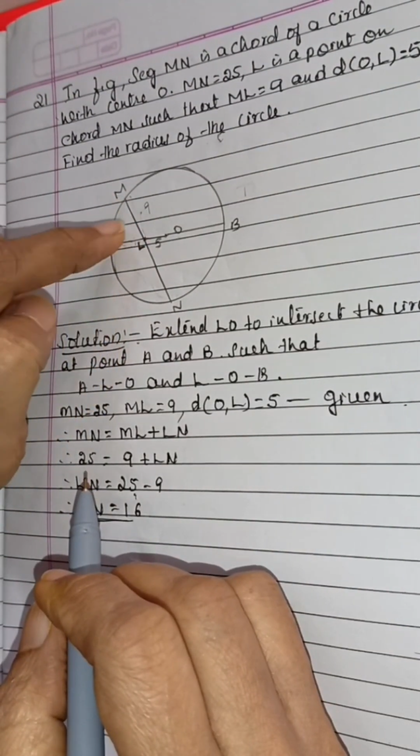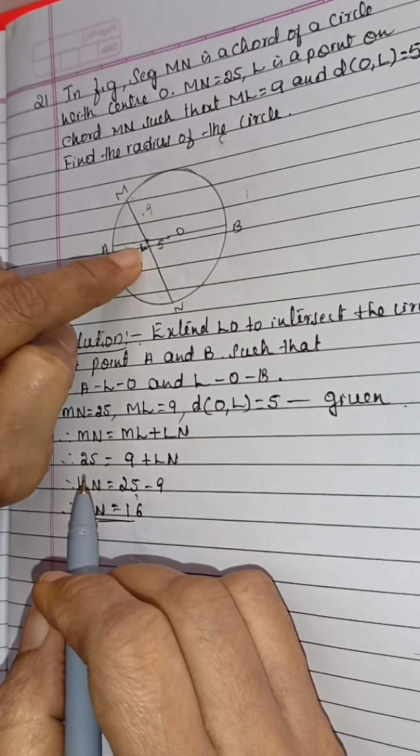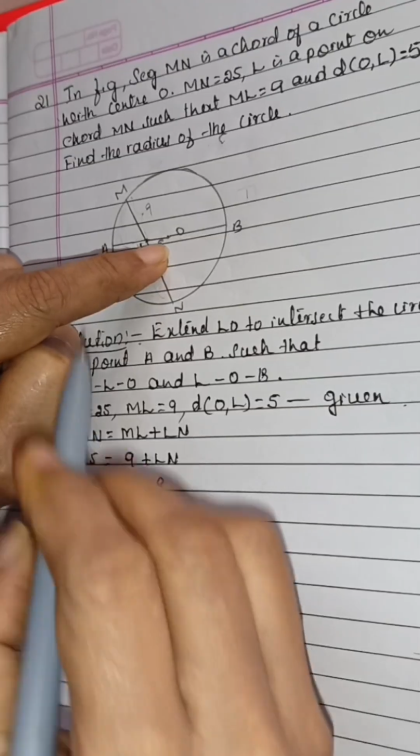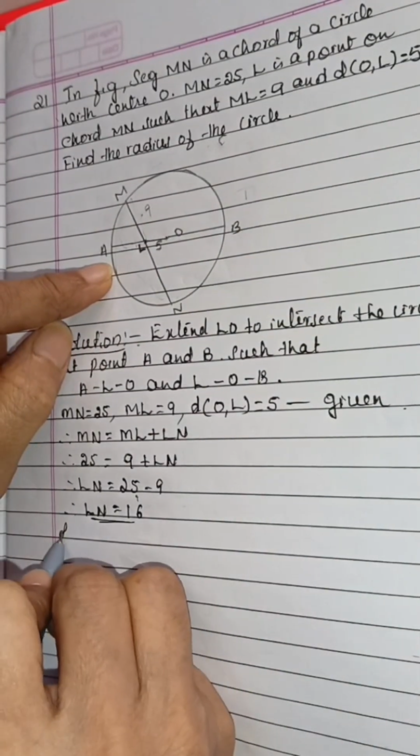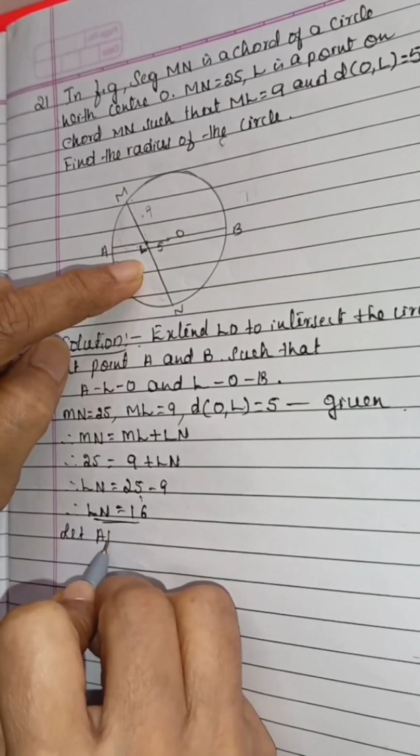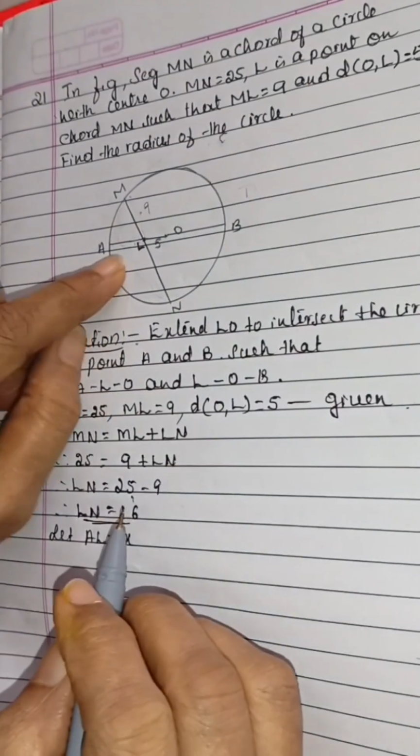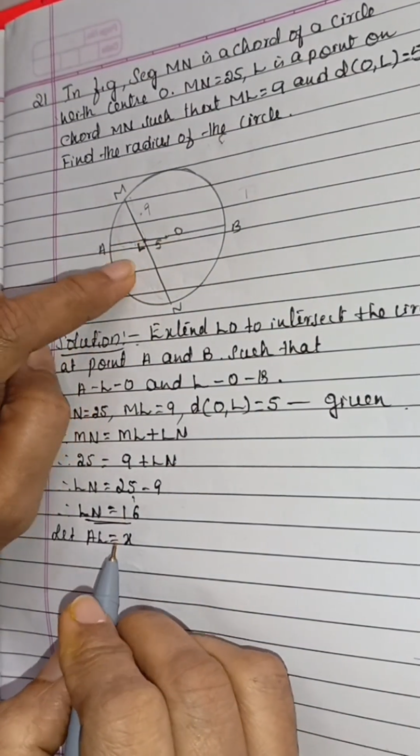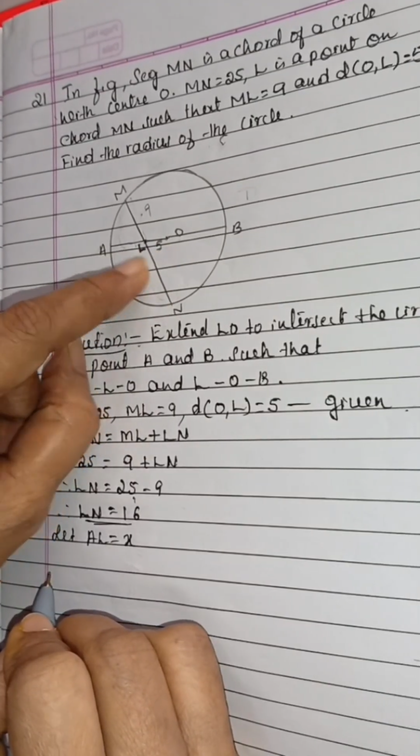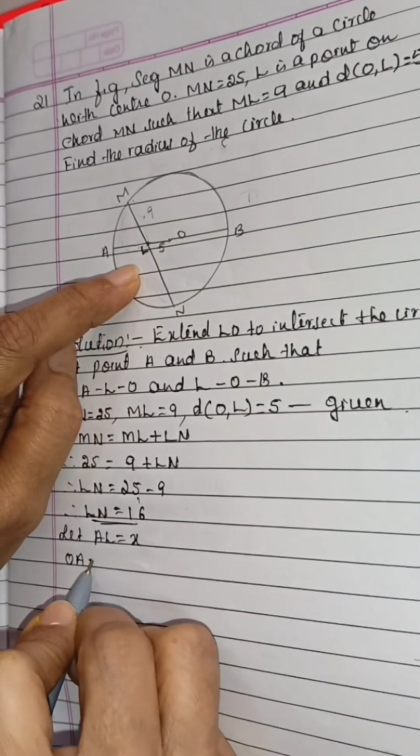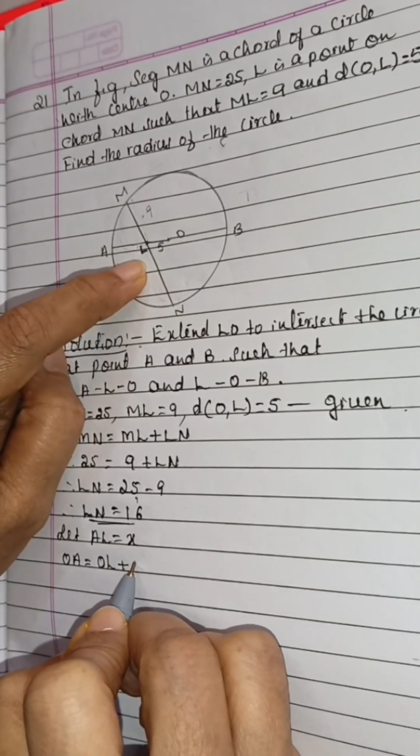Okay, now see this, we have to use internal division of chords. This chord we know the measurement. In this chord AL we don't know, LO is given as 5 and OB we also don't know. Okay, let AL be x. Then AO, we can find AO now. See, O is the center of the circle. Therefore OA is OL plus AL, or LA.